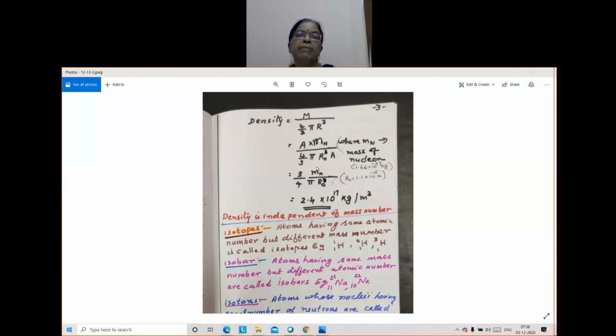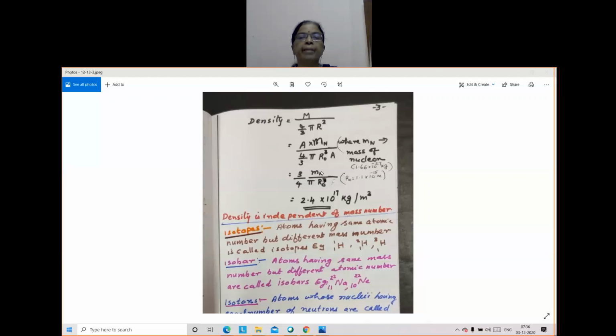Then volume is 4 by 3 pi r cubed, where R equals r0 a raised to 1 by 3. So r cubed is r0 cubed times a raised to 1 by 3 whole cubed, which becomes a. We get the answer a into mn by 4 by 3 pi r0 cubed. a cancels, and 4 by 3 goes to the numerator as 3 by 4.